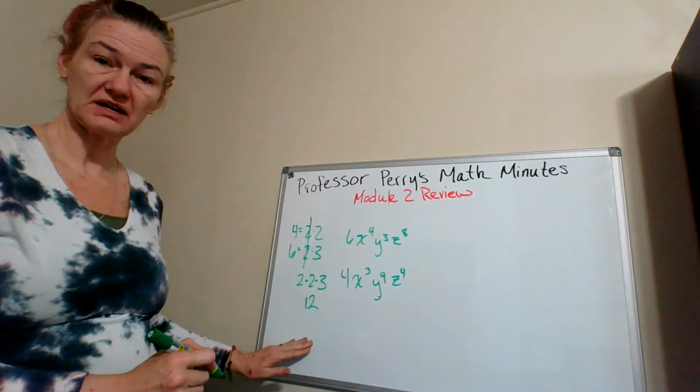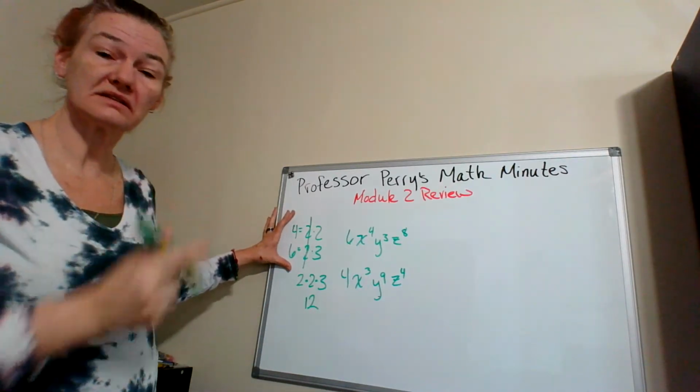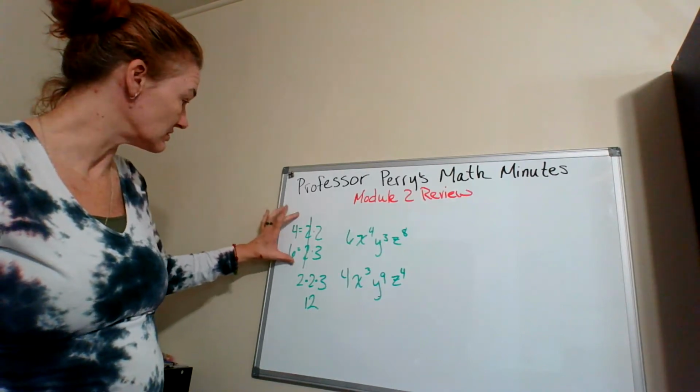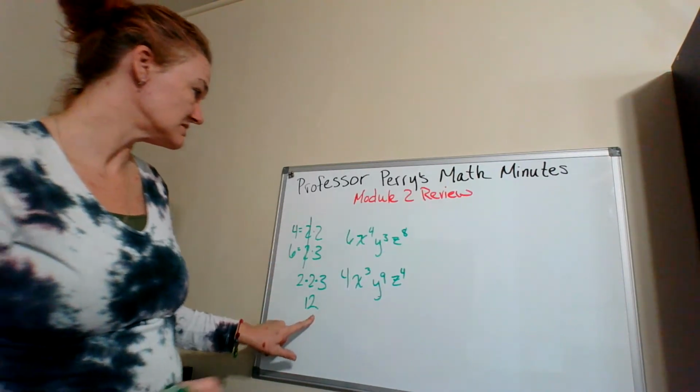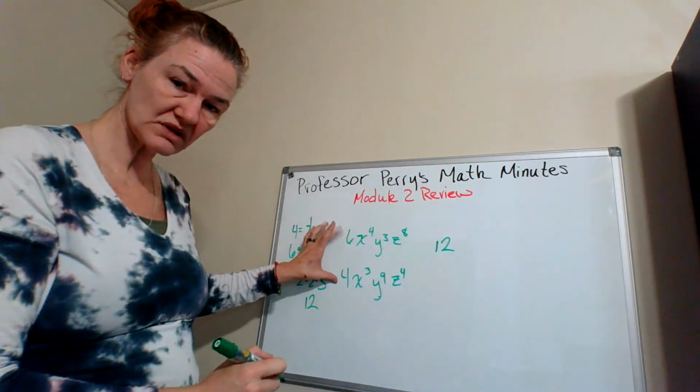You don't have to try to do it this way. This is in a different video. It's in a least common multiple video if you want to learn how to do this part. But 12 is my least common multiple between these two numbers.